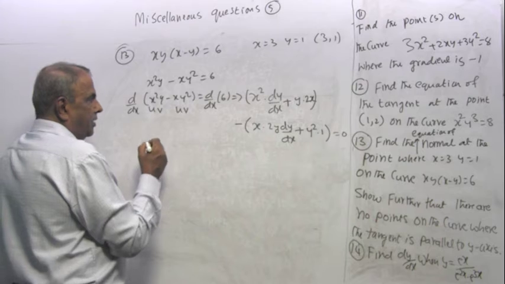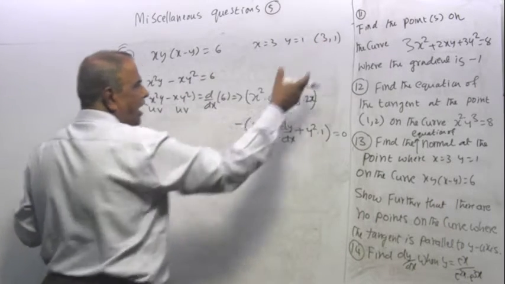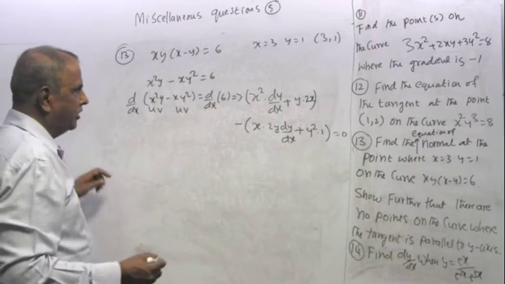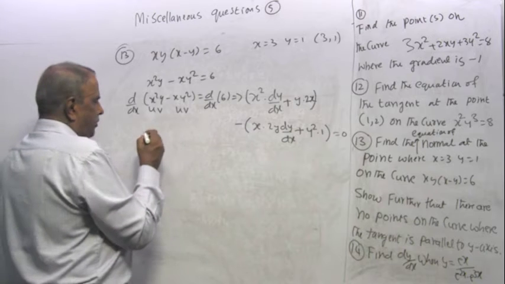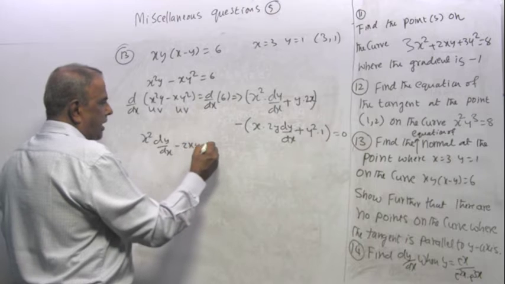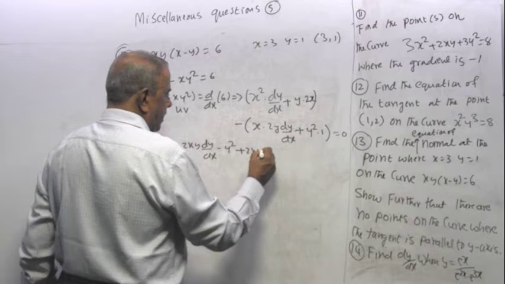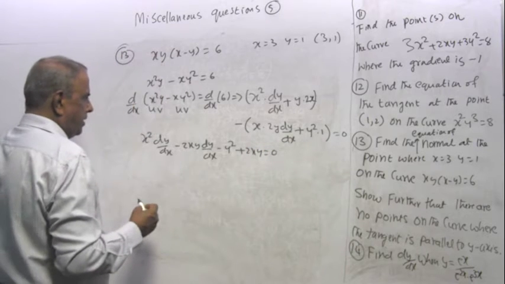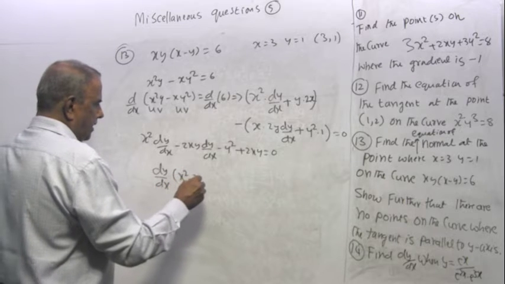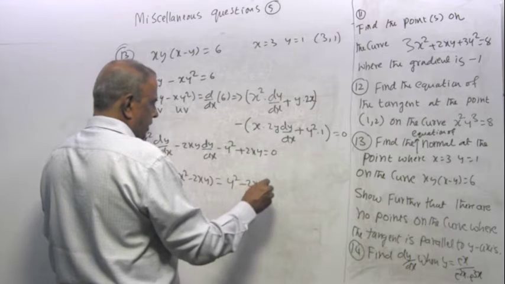So I get, for part A, look, if it was only that bit, I wouldn't bother. But I have something else there. So I need to find dy by dx. So let's find dy by dx. So x squared dy by dx minus 2xy dy by dx minus y squared plus 2xy equals 0. So dy by dx times x squared minus 2xy equal to y squared minus 2xy.